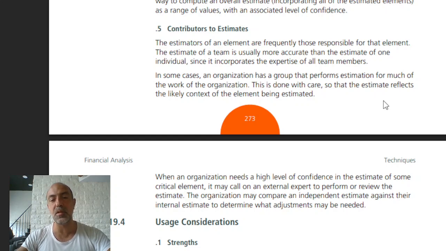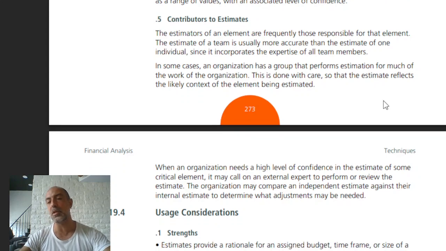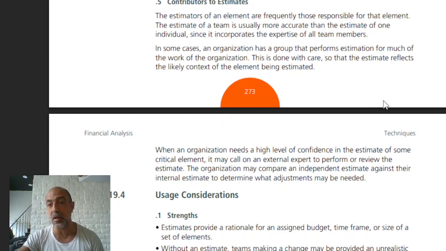Contributors to estimates: the estimators of an element are frequently those responsible for that element. The estimate of a team is usually more accurate than the estimate of one individual. Because every team member can put in their number, and then you have a discussion around that, and then everyone adjusts and realizes why they're saying what they're saying. It's a trust exercise as well, since it incorporates the expertise of all team members.